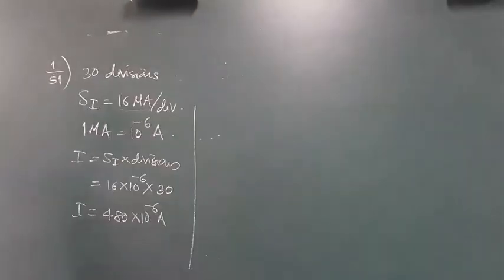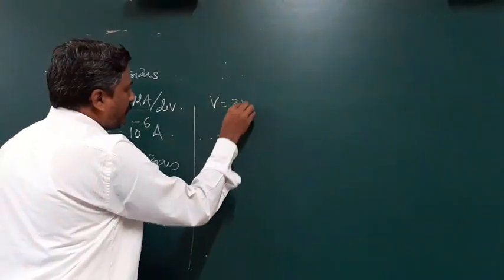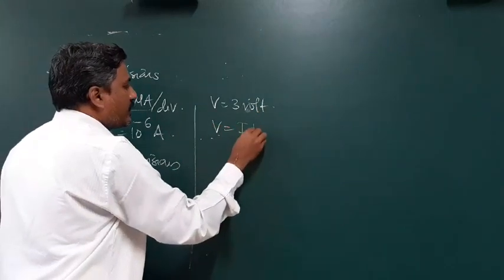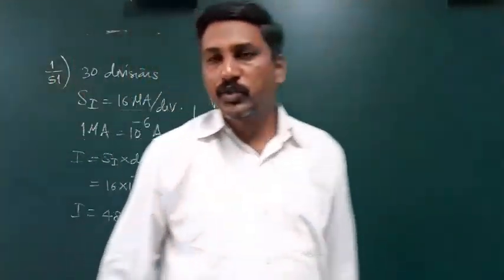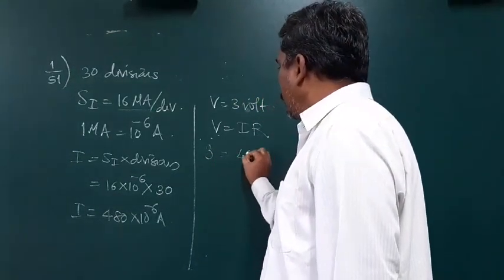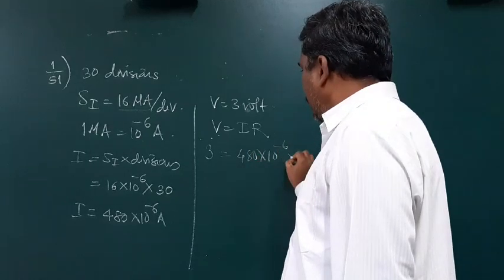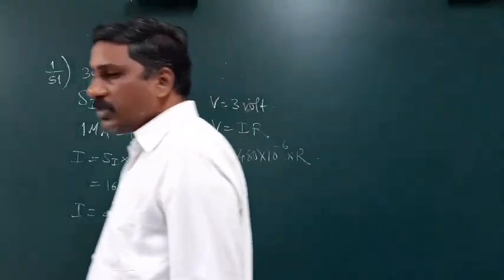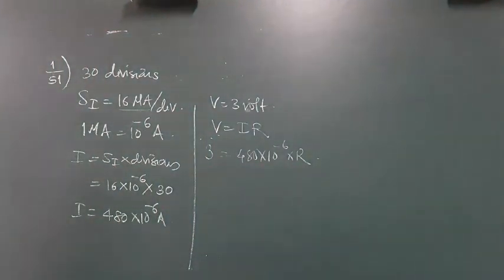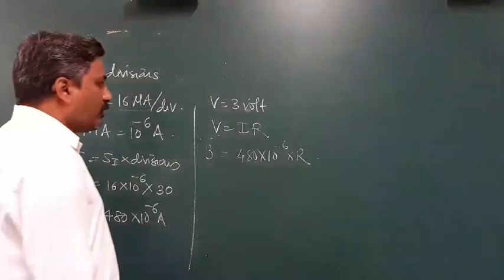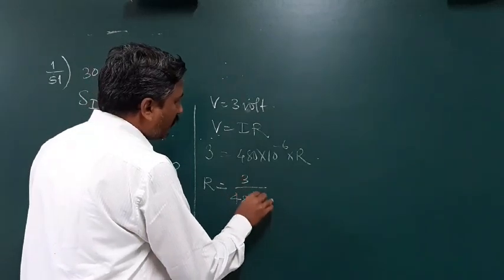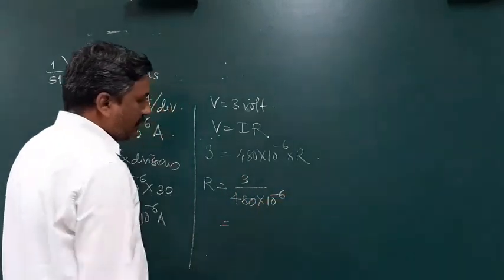Now our galvanometer reads up to 3 volt. Then how much resistance is required? To find the resistance, simply use the formula V equals I R. Here the value of V is given, it is 3 volt. Current is known, it is 480 into 10 raised to minus 6, multiplied by R. This R is my total resistance required to convert that galvanometer. So it will be very simple. We have to find R. So R equals 3 divided by 480 into 10 raised to minus 6.